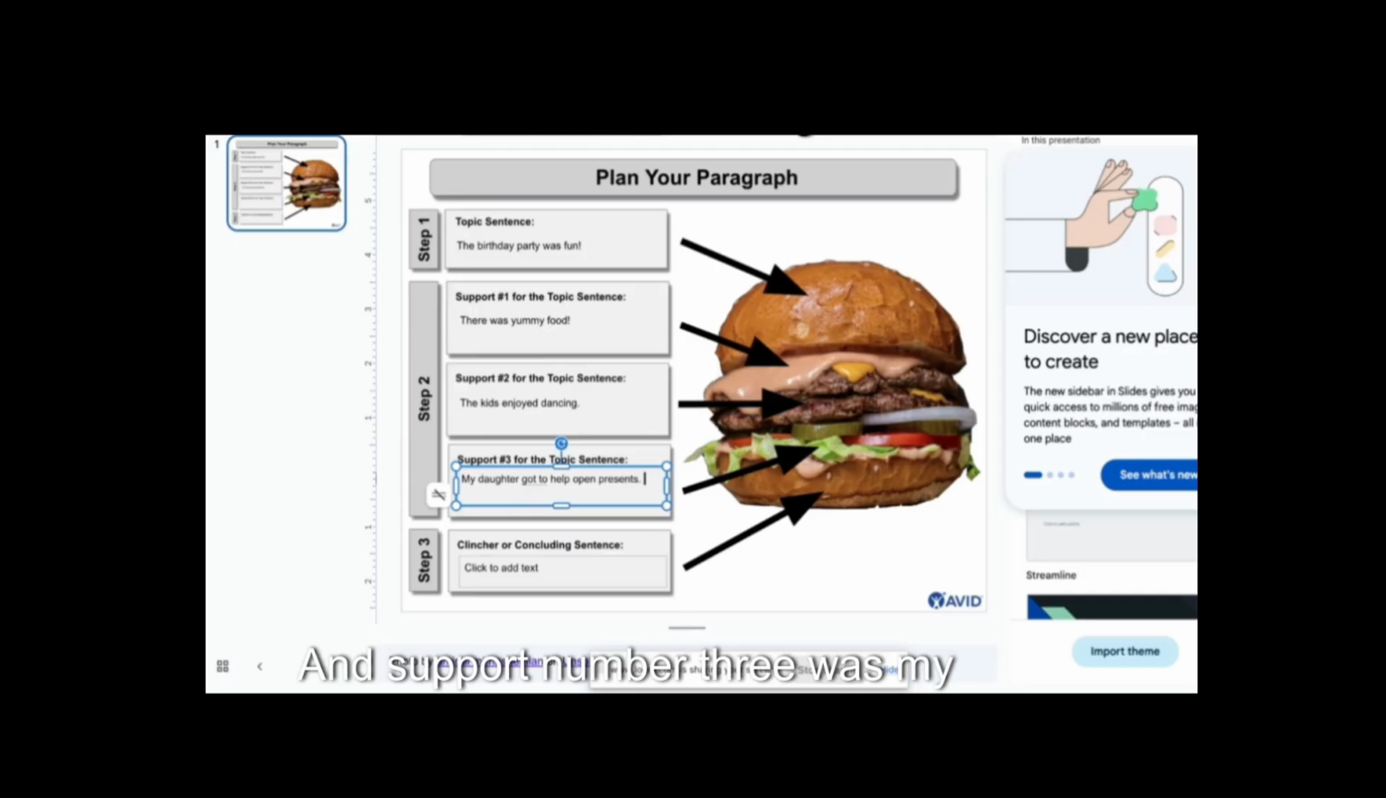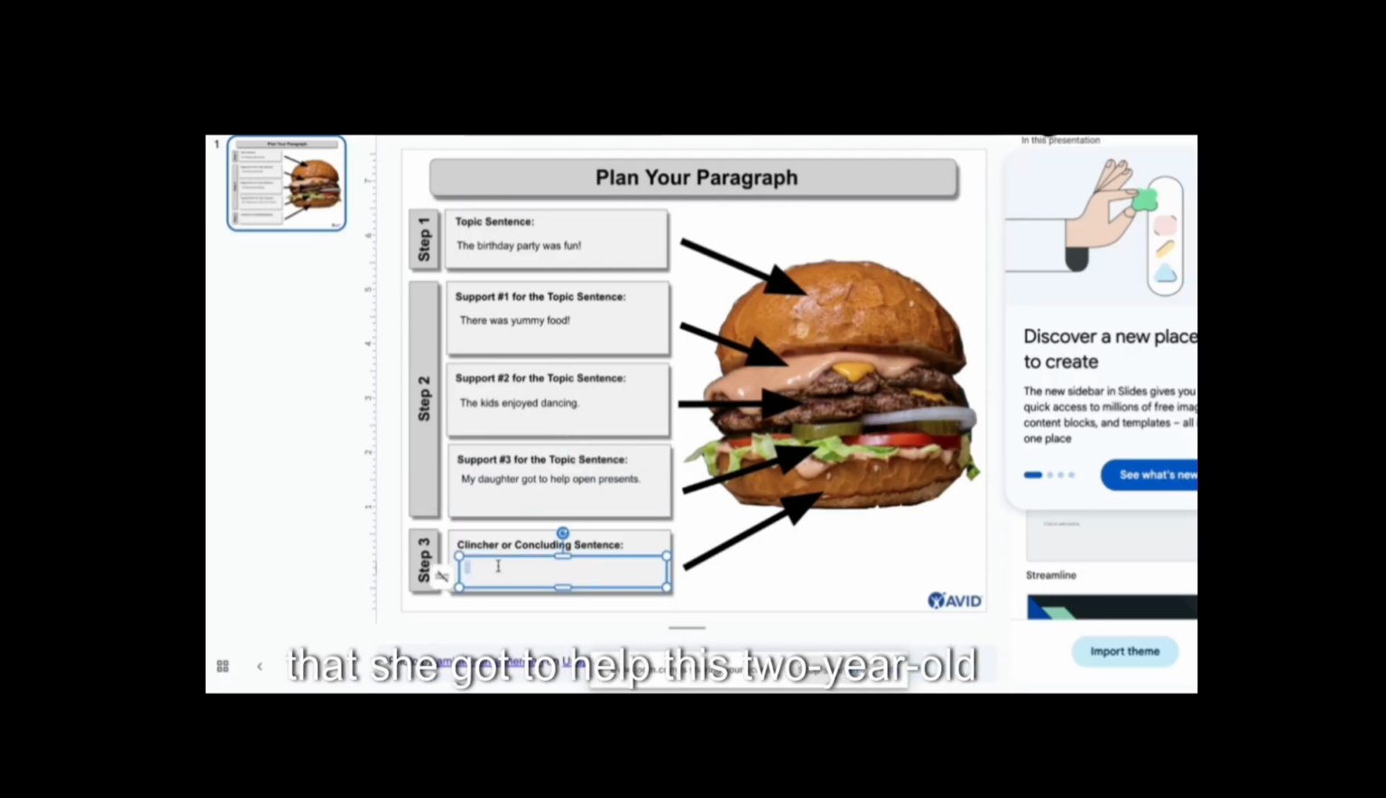My daughter is 1, and that was a big deal for her that she got to help this 2-year-old who's having a birthday party open presents. She had a really good time doing that. That was really fun for her. Then there's a clincher or a concluding sentence. This is your last sentence that kind of sums it up.